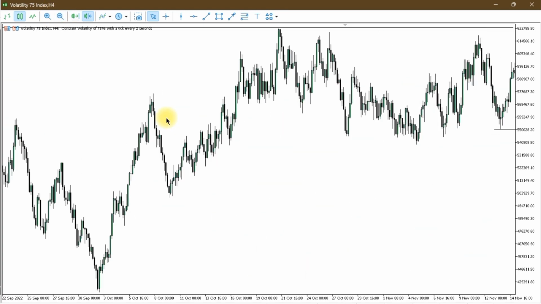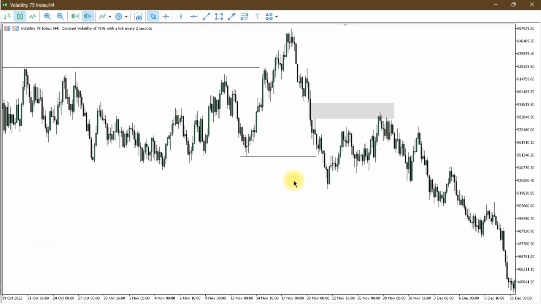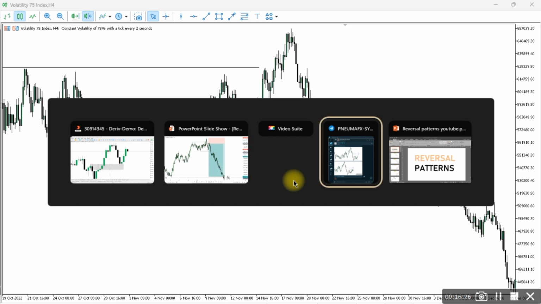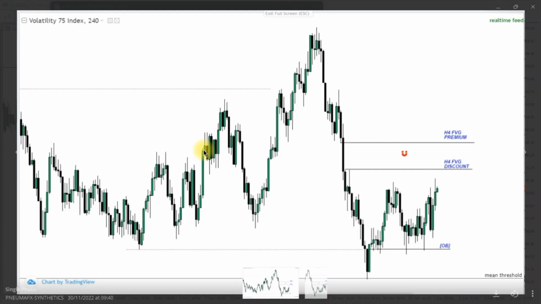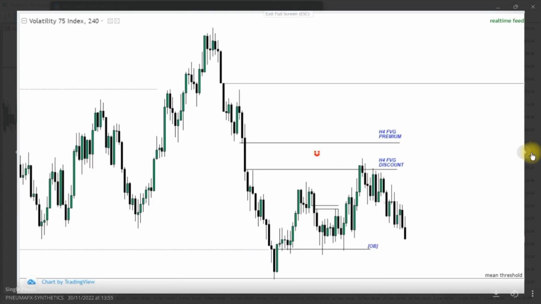Now you're gonna see, if we go into the Telegram channel, you see how I had my view on that favorite gap. All right, breaking market structure. Buy side liquidity swept, then breaking market structure, retrace to the favorite gap, and boom, price sells from there. All right.